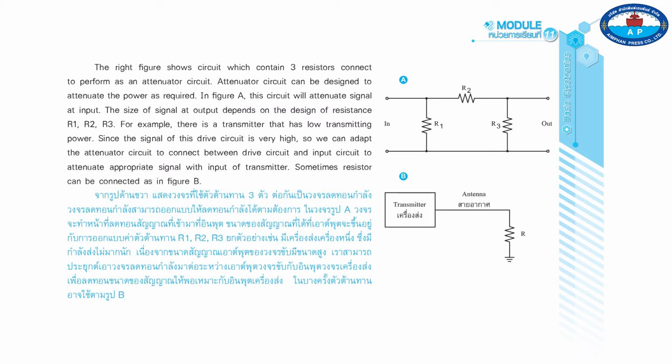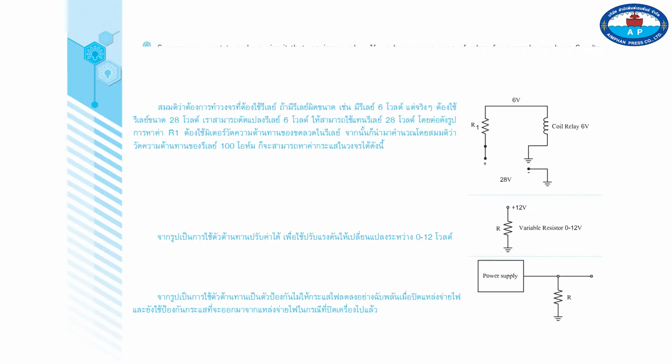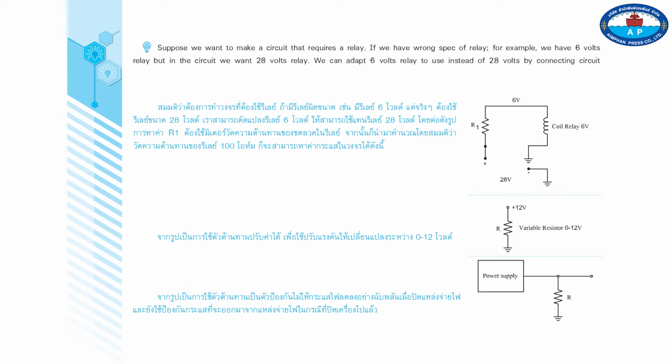Sometimes a resistor can be connected as in figure B. Suppose we want to make a circuit that requires a relay. If we have the wrong spec of relay, for example, we have a 6 volt relay, but in the circuit we want a 28 volt relay.